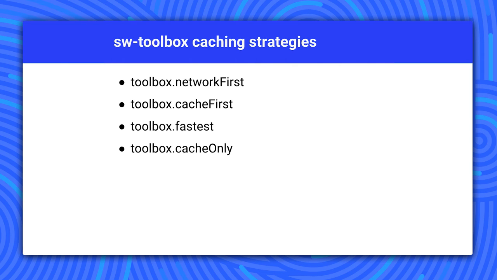Toolbox.cacheOnly. Resolve the request from the cache or fail. This option is good for when you need to guarantee that no network request will be made, for example, saving battery on mobile. Toolbox.networkOnly. Handle the request by trying to fetch the URL from the network. If the fetch fails, fail the request. Essentially the same as not creating a route for the URL at all.